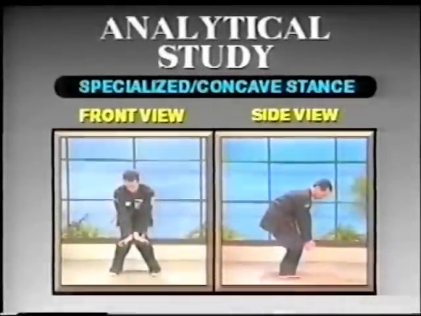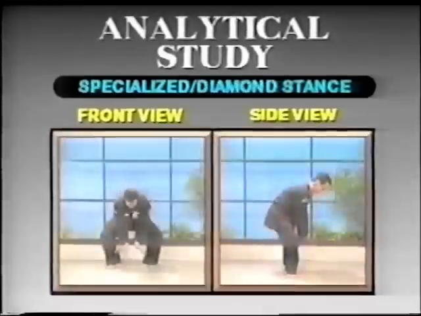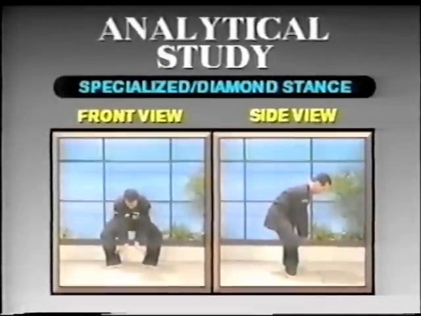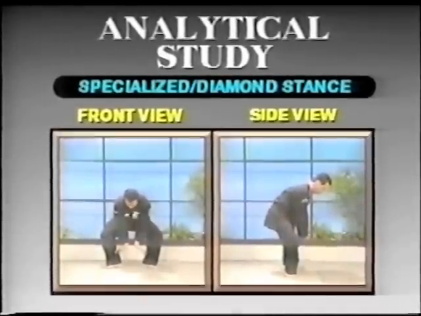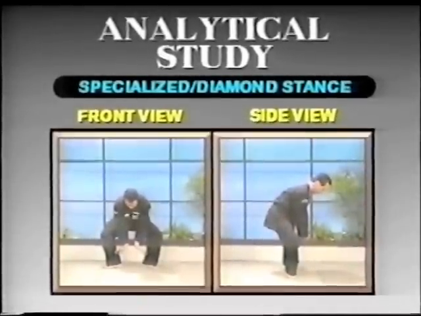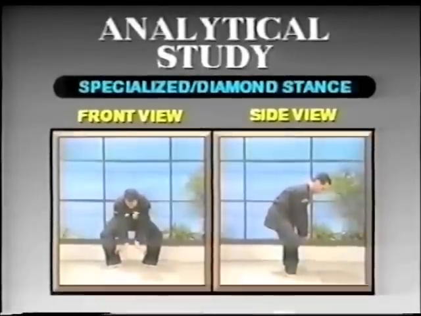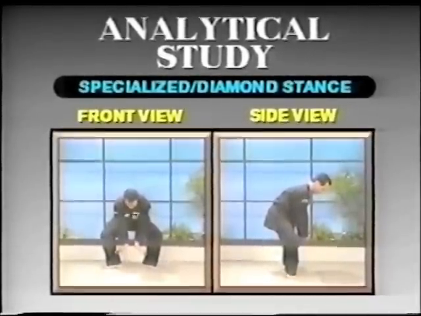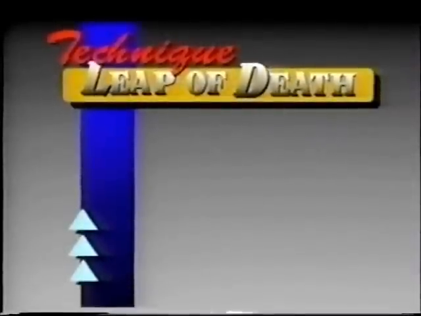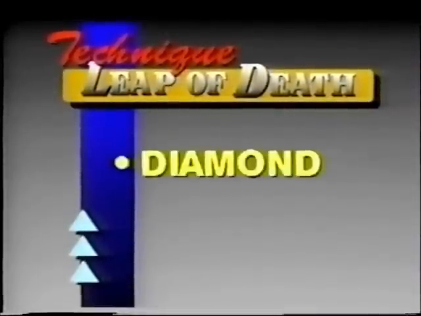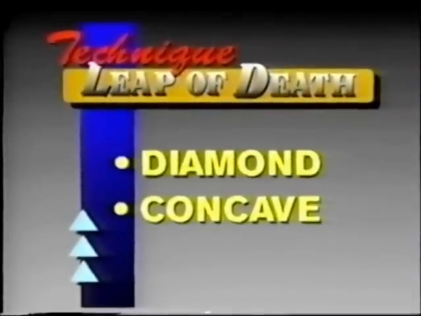The two specialized stances are the concave and the diamond stances. Because they are transitory stances used to heighten as well as support the effects of a technique, they will be demonstrated and not explained as heretofore presented. The technique Leap of Death demonstrates both the diamond and concave stances.